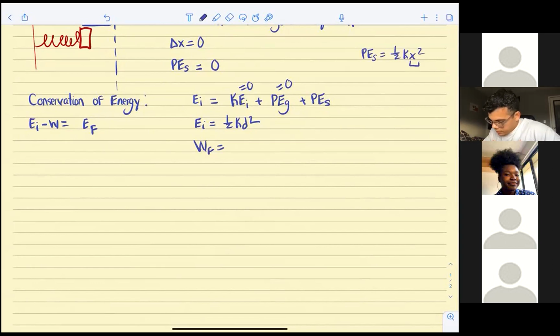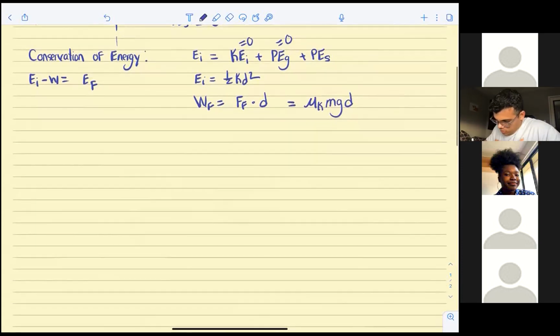Right, so the work done by friction is the force of friction times the displacement, right? So in this case, the displacement is d. But how do we define the force of friction here? We can define that better, right? The force of friction is going to be mu k mg. Good, exactly. That's exactly right.